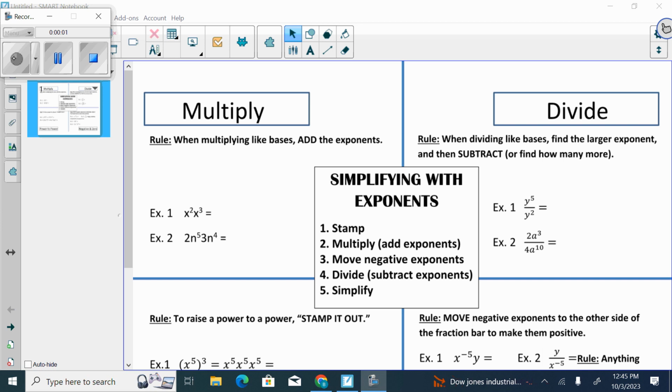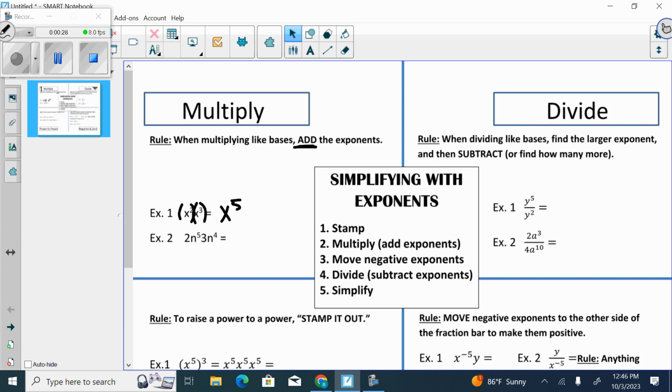Guys, this is when we are multiplying two terms. For example, here I have x squared times x to the third. They're right beside each other, so that means multiplication, right? And our rule when we multiply is we do what with the exponents? Add them. Very good. So x squared times x to the third would be x to the fifth. Good.